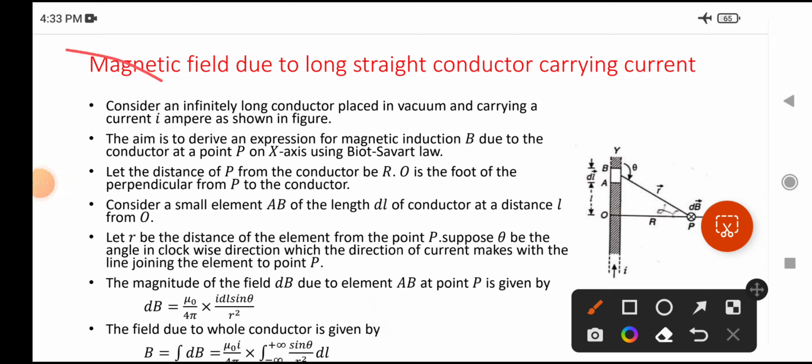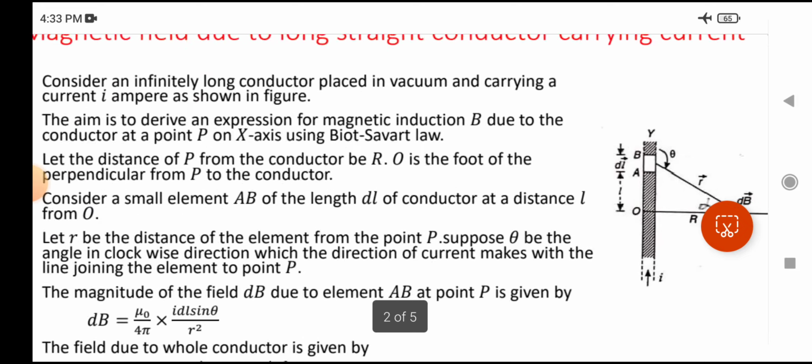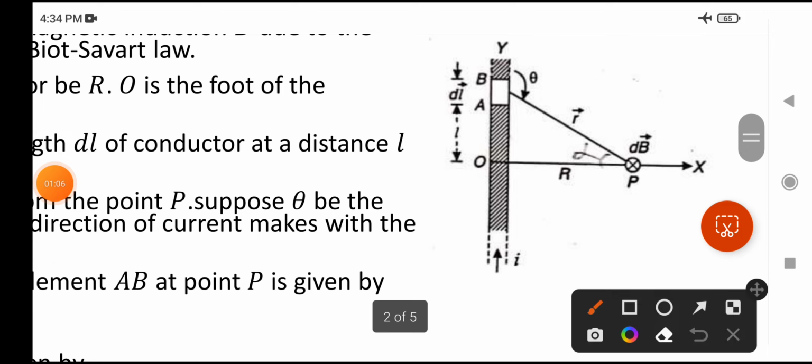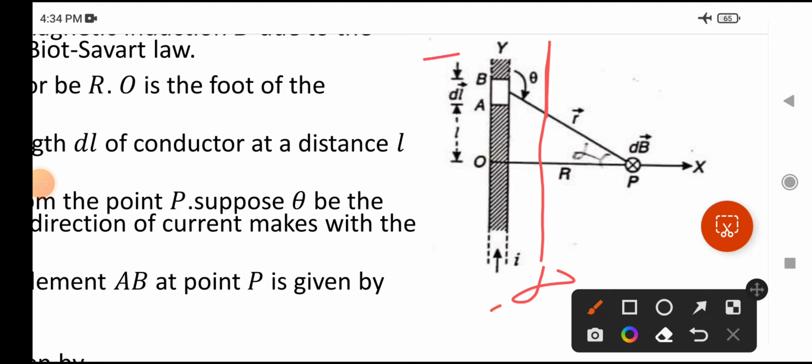This is our side heading: magnetic field due to a long straight conductor carrying current. Now see. Consider an infinitely long conductor placed in vacuum and carrying a current I ampere as shown in the figure. The figure is important, so keep it in mind. It is an infinitely long conductor. This side is negative infinity, this side is positive infinity. That much long. Then this is the middle point, or foot, or base.